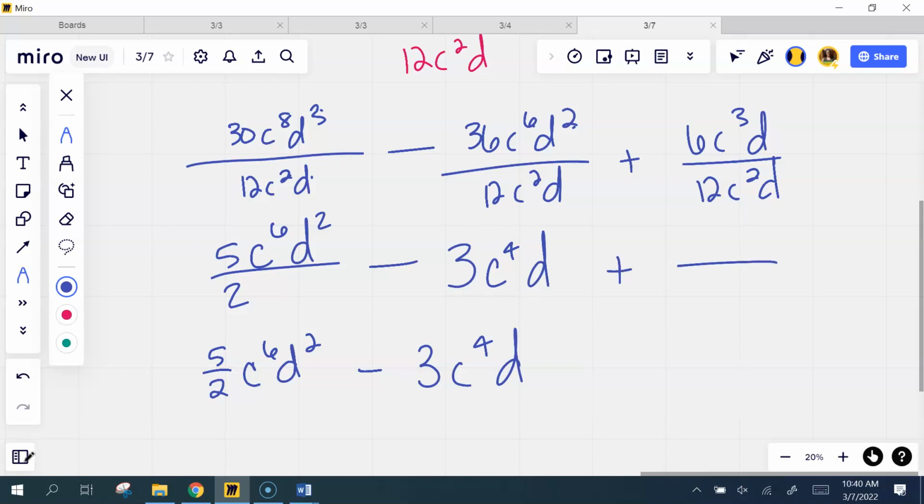6 over 12 reduces to 3 minus 2, just 1. And if they're in the top and the bottom, 1 minus 1 is 0, and anything to the 0 power is 1, so it just goes away. So this becomes 1/2. Does that make sense? It was a 0.